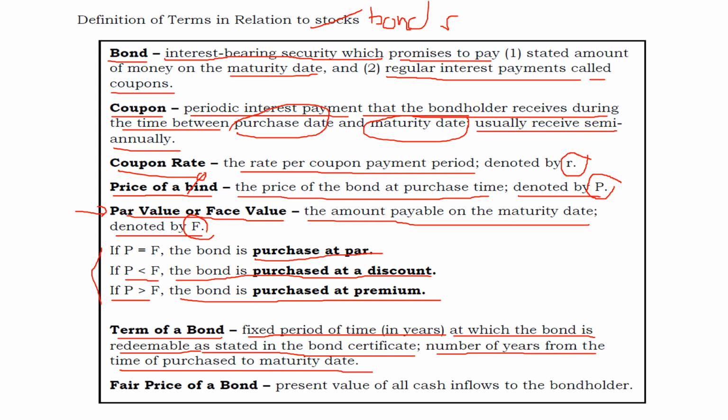Now, going to the fair price of a bond. We can say that this is the present value of all cash inflows to the bond holders. So that's how we define the fair price of a bond.